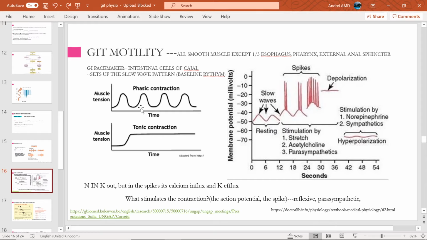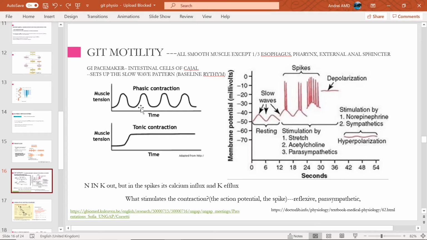Sorry, I forgot to mention, going back to the slow waves. The slow waves by the Cajal go up by sodium influx and go back down from potassium efflux. But when it comes to the spikes, it's from calcium influx, and when it goes down, it's the same as this going down. So remember, these spikes are done by calcium influx. That is important, so the mechanism is different. This one is sodium and potassium, but this one is calcium and potassium.